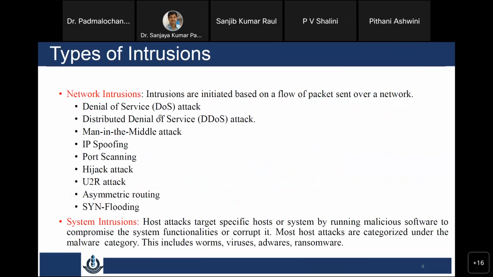These are very well known network intrusions: denial of service, distributed denial of service, man in the middle attack. These are some examples of intrusions in the network. Some of them are basically leading to violation of availability, some of them leading to violation of integrity, some leading to violation of confidentiality.